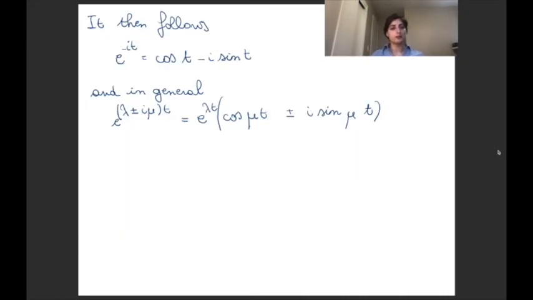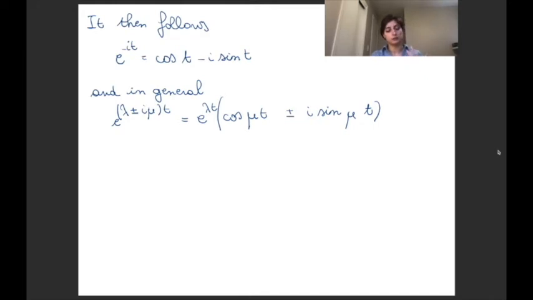So it then follows that the exponential of minus the imaginary number times time is cosine of t minus the imaginary number times sine of t. And in general, the exponential of lambda plus or minus i mu, times t, is equal to the exponential of lambda t times cosine of mu t plus or minus the imaginary number times sine of mu t.